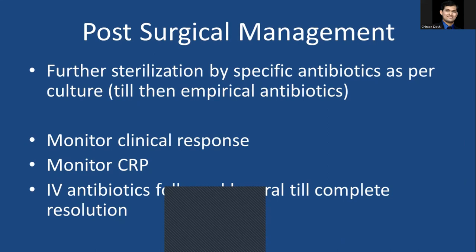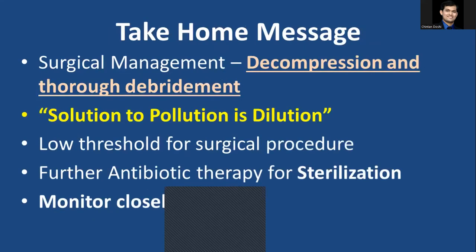So the take-home messages: surgical management is decompression and thorough debridement in both septic arthritis and osteomyelitis. Give a good wash. Give good clearance from both the tissues. So the solution to pollution is dilution. Low threshold for surgical procedure. Whenever in doubt, it is always better that you open. Further antibiotic therapy and monitor closely for response.